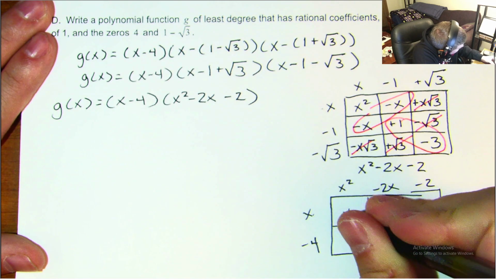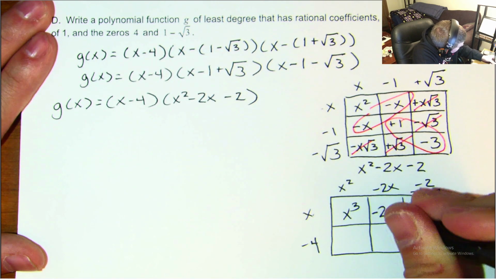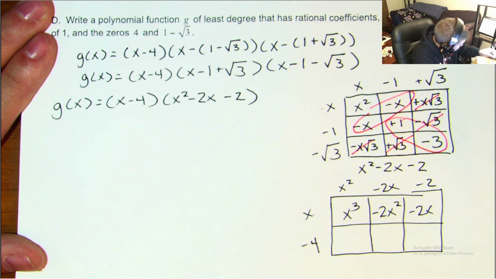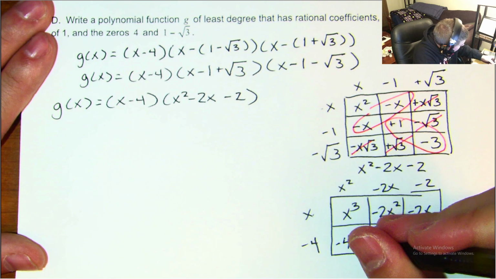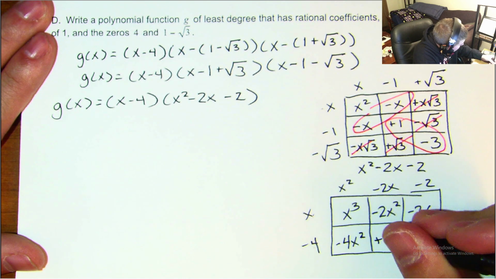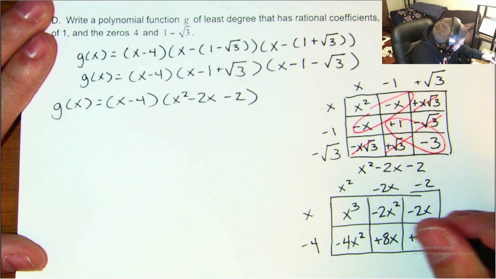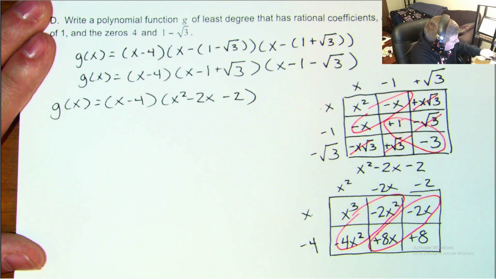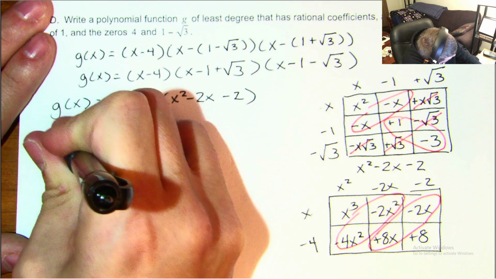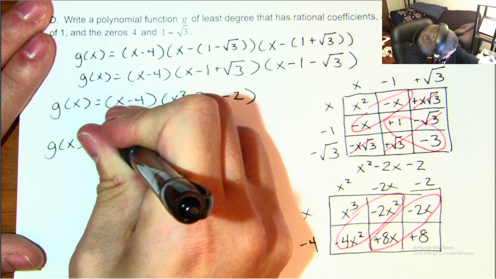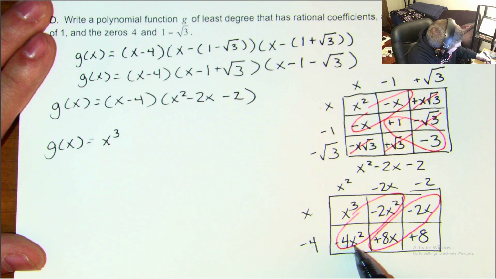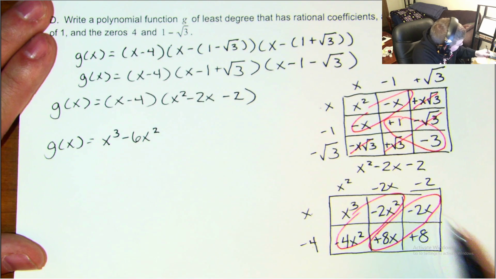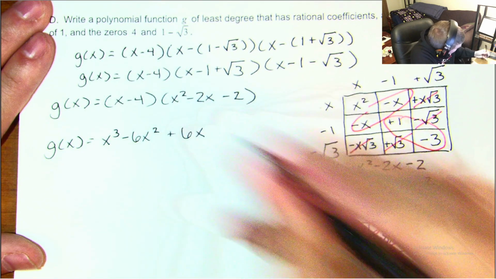x times x is x cubed. x times negative 2x is negative 2x squared. x times negative 2 is negative 2x. x squared times negative 4 is negative 4x squared. Negative 4 times negative 2x is positive 8x. Negative 4 times negative 2 is positive 8. I have plenty of like terms here. I have like terms here, and I have like terms here. So we get g of x is equal to x cubed, negative 4x squared and negative 2x squared. That's negative 6x squared. 8x and negative 2x is 6x, and then 8.